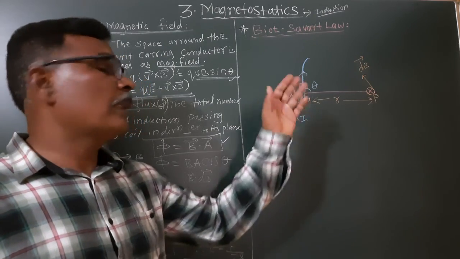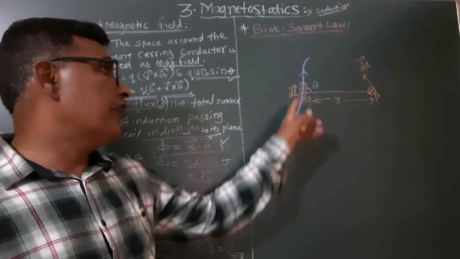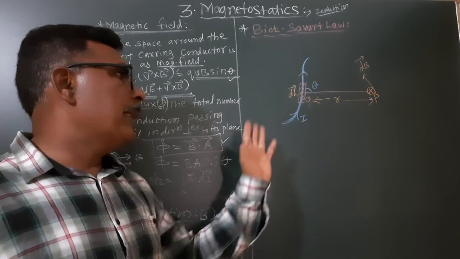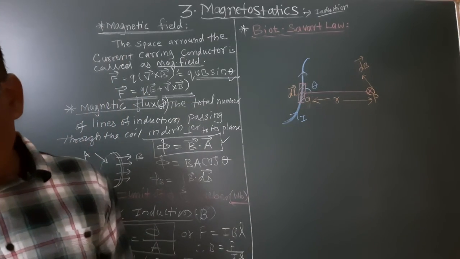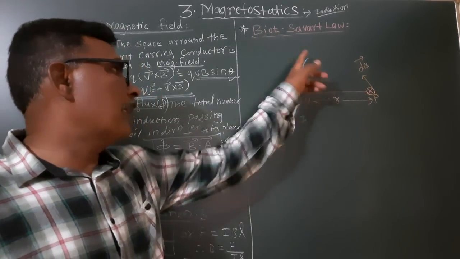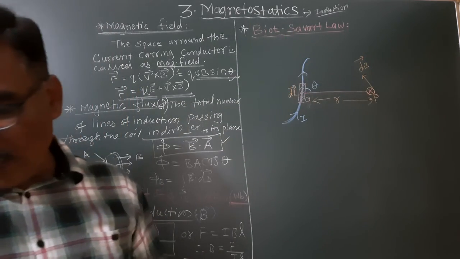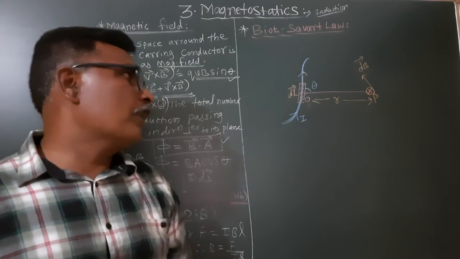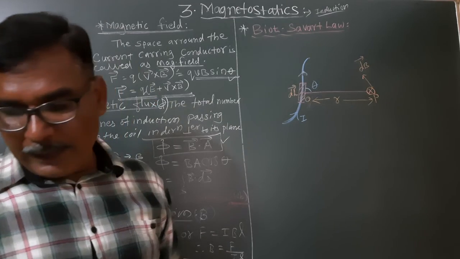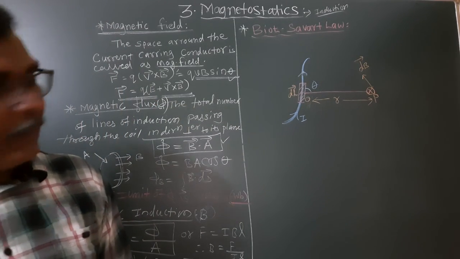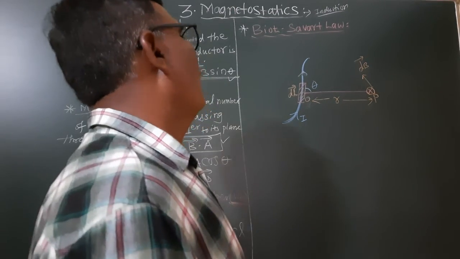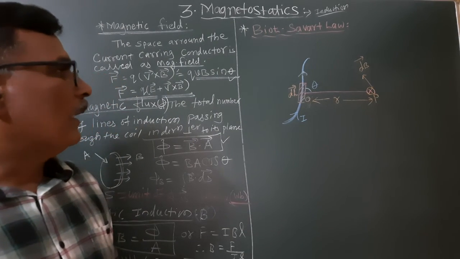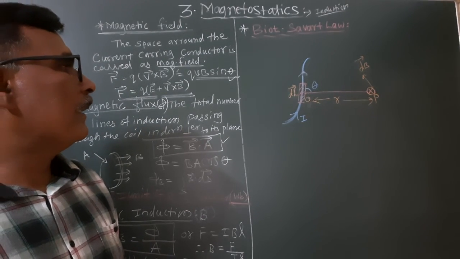First of all, we consider a small element of length dl. This is a conductor carrying a current I, and P be any point at a distance r from the length element dl, making an angle theta with the current carrying conductor and the line joining the point.